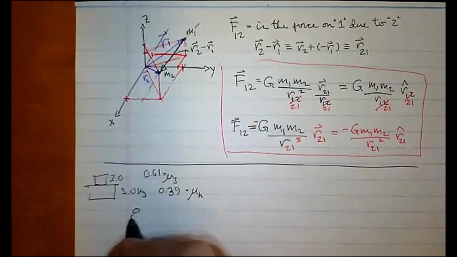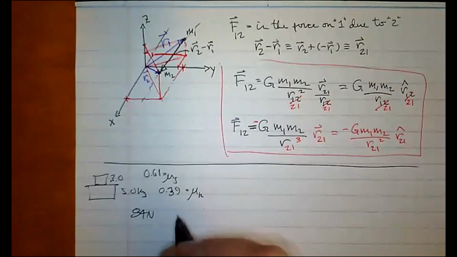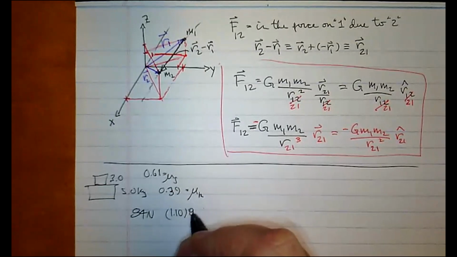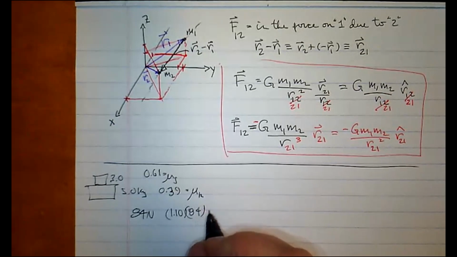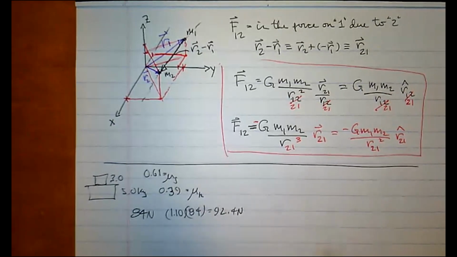And you found your force was 84 newtons. So I said 1.10 times 84 would be adding 8.4 to that. If I add 8 to 84, I get 92. And then I add 0.4 to that, so that'd be 92.4 newtons.